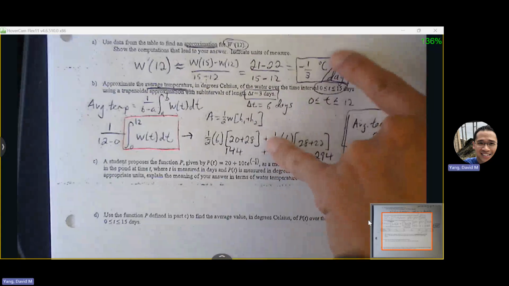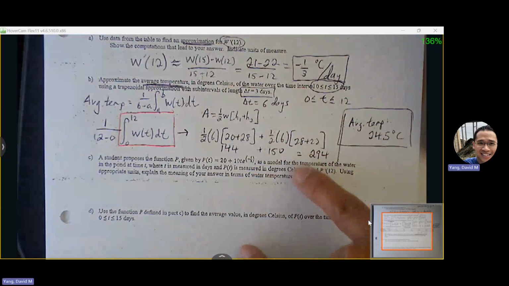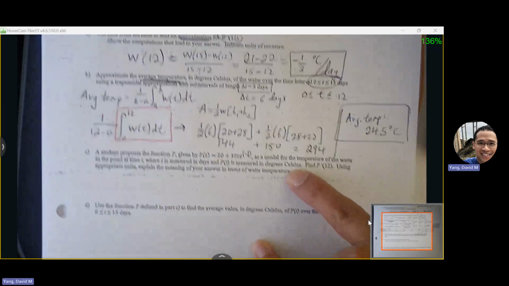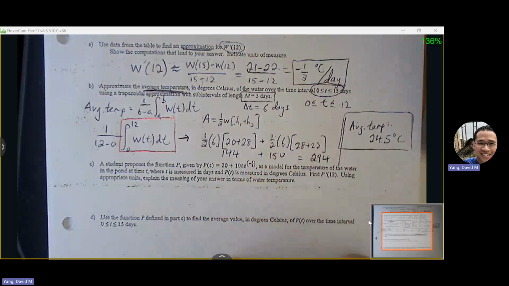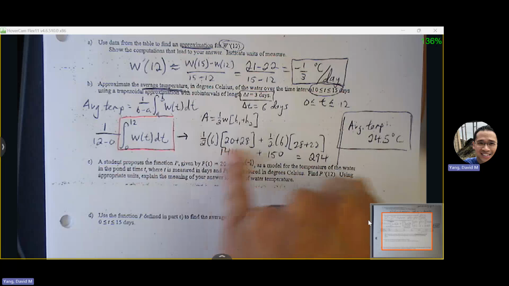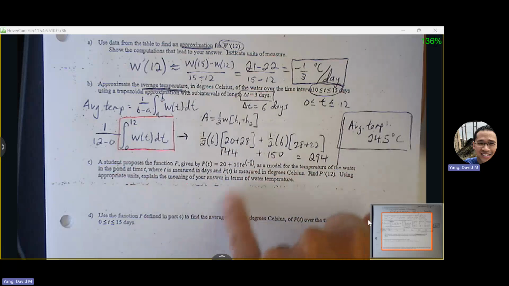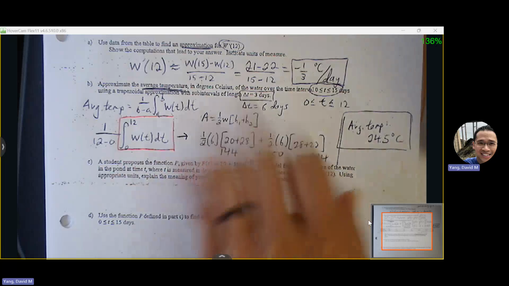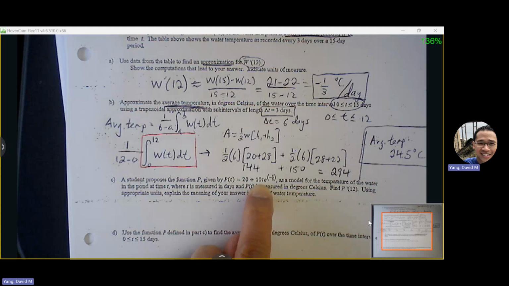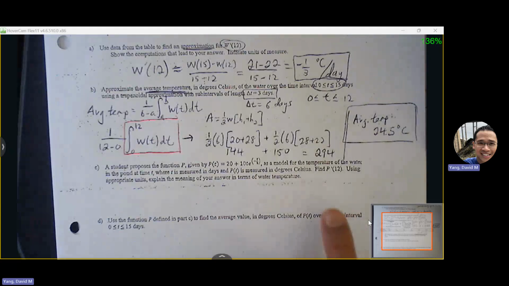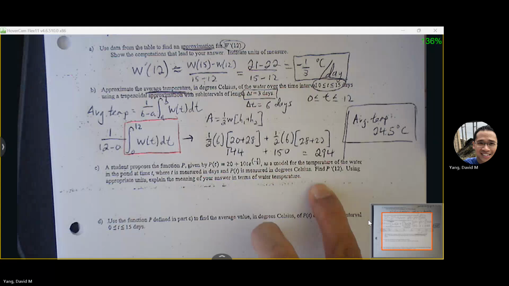So these are the approximation methods. And then these problems are revisiting these scenarios, but from a calculus perspective, where we can actually use the integral and the derivative feature. We actually have a model rather than a table of values that can give us a better idea how the temperature is changing at every moment in time instead of just 3-day intervals. So let's pick this up on Monday.